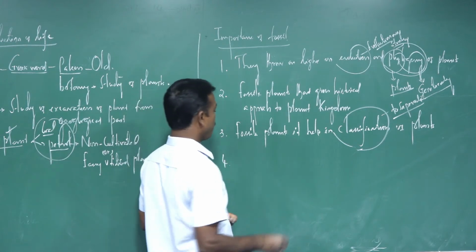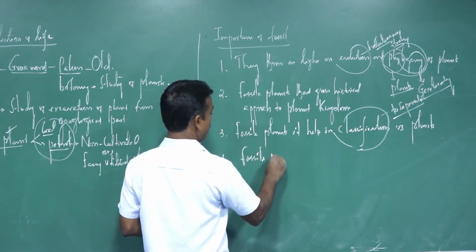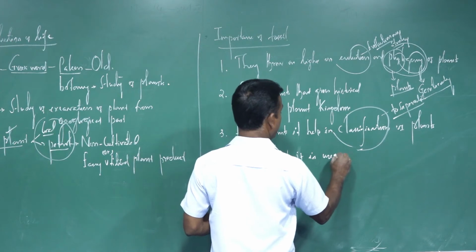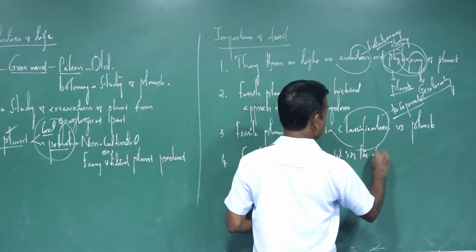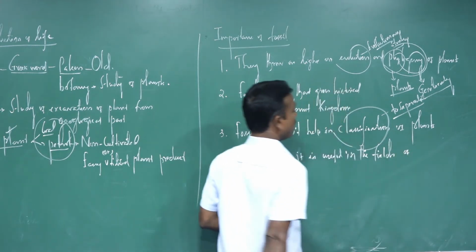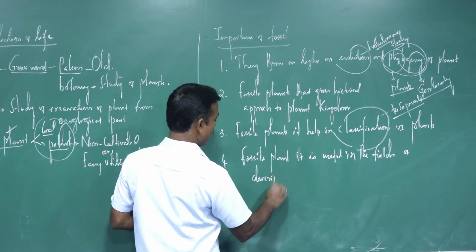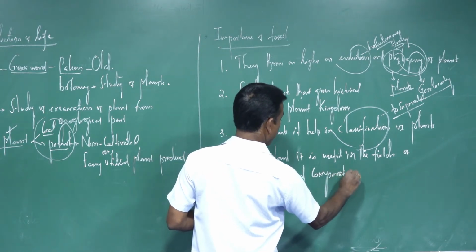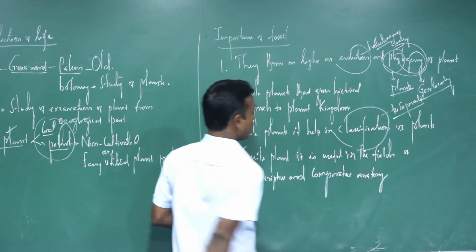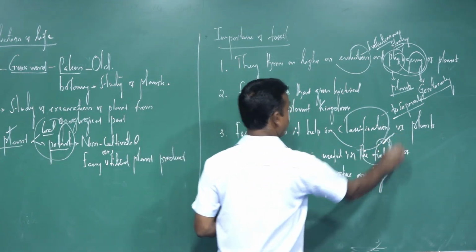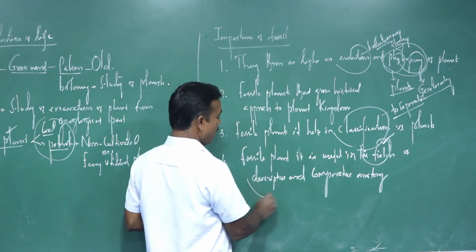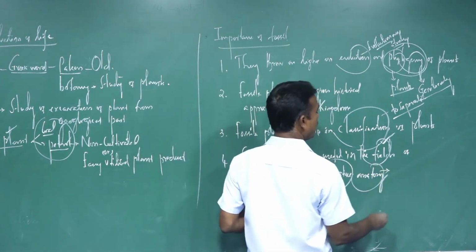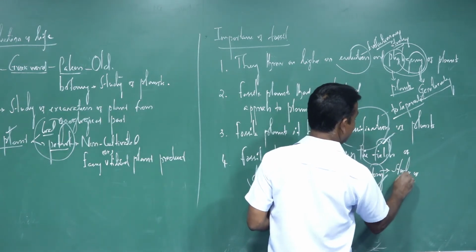The fourth one is commonly called: fossil plants are useful in the fields of descriptive and comparative anatomy. Fossil plants are useful in the fields where they are much utilized to be clear: descriptive, meaning to give explanation, and comparative, meaning how to compare between them. It is going on anatomy. What is anatomy? Study of the internal structure of plants.